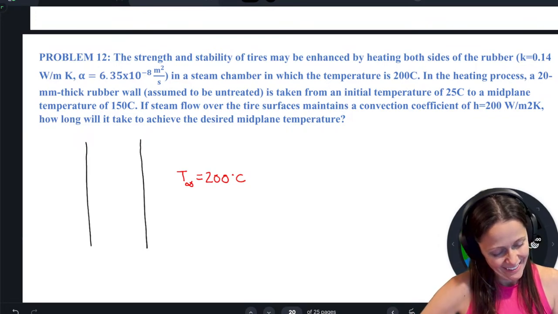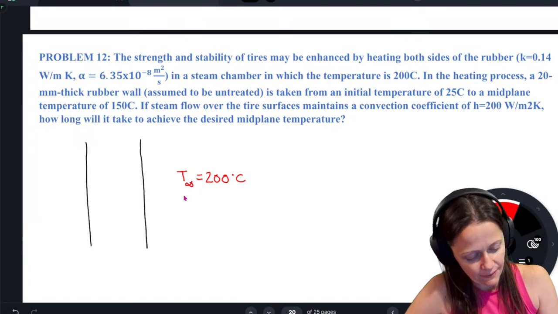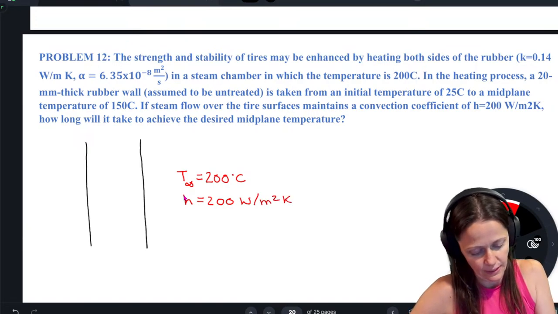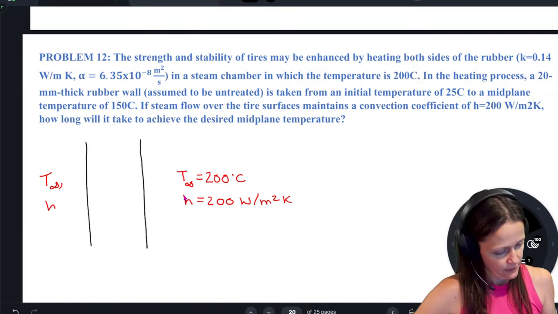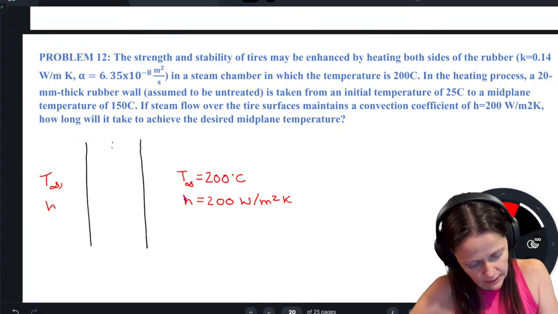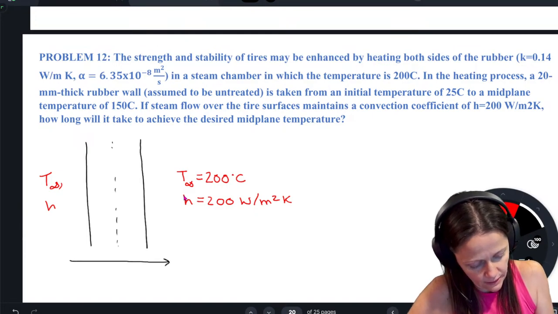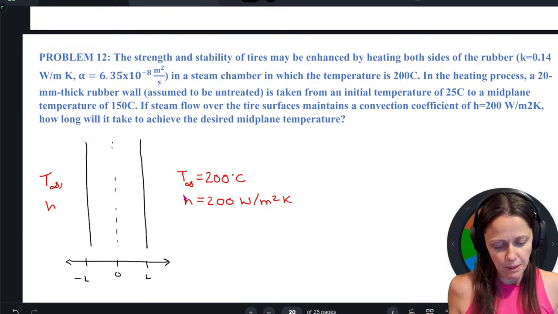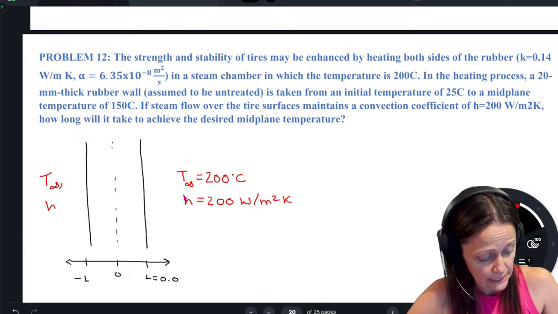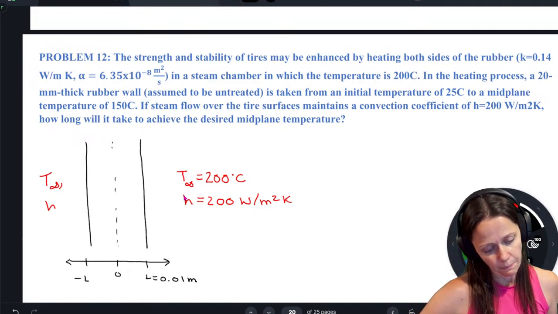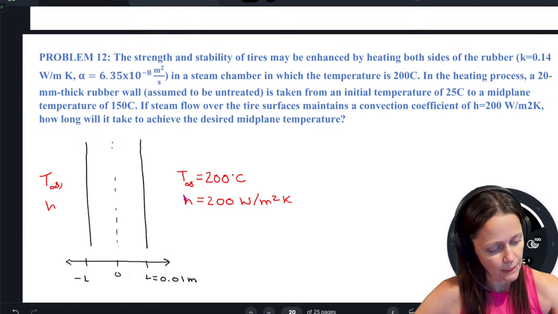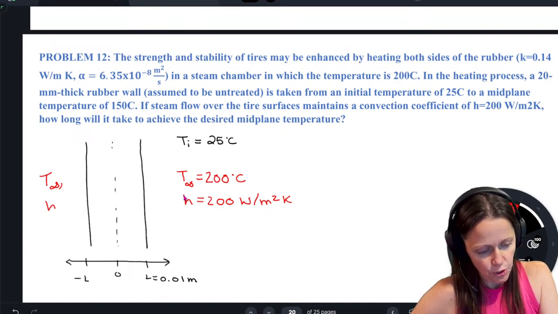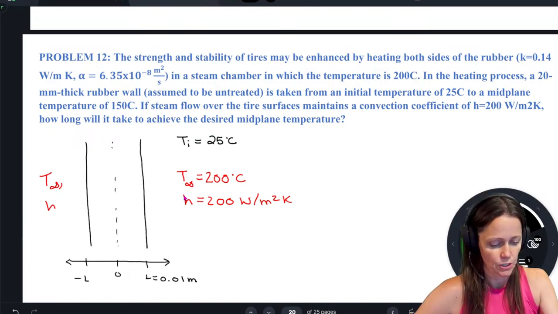All right. So I've got T infinity. I've got h of 200 watts per meter squared Kelvin. Same thing going on over here. Got some properties. Let me go ahead and define this. So here's x equals 0, here's L, negative L. This thing is 20 millimeters thick, so L is going to be 0.01 meters. Taken from an initial temperature, Ti, of 25 degrees Celsius to a mid-plane temperature of 150 degrees Celsius.